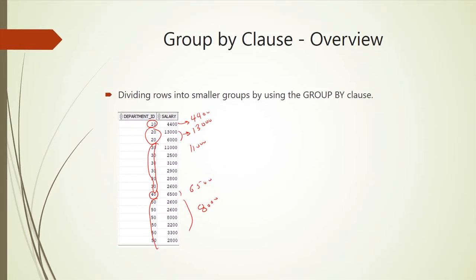To retain the maximum salary per each department, divide the department IDs into groups. This is group 1. What is the maximum salary? There is only one record, which is 4,400. What is the maximum salary in this group? 13,000. In this group? 11,000. In this group? 6,500. And in this group? 8,000. So group by clause is used to divide rows into smaller groups.